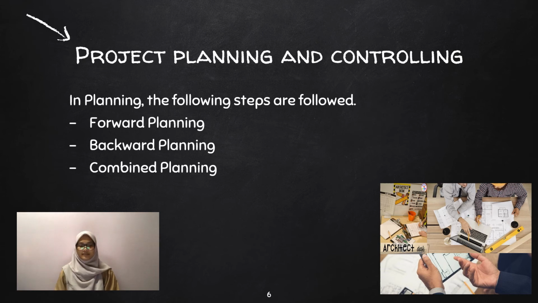Backward planning. The planner starts with the end event and arranges the events and activities until the initial event is reached. The planner asks himself, if we want to achieve this, what event or activity should take place? Combined planning. Combined planning is both forward planning and backward planning. At any stage, the planner may need to traverse the network back and forth several times until it finds the satisfactory solution of the planner.